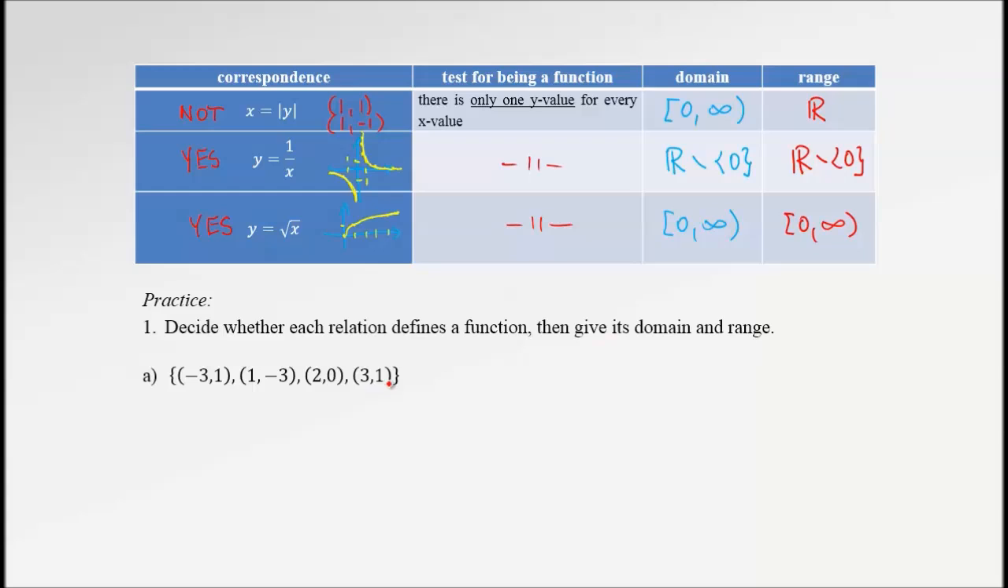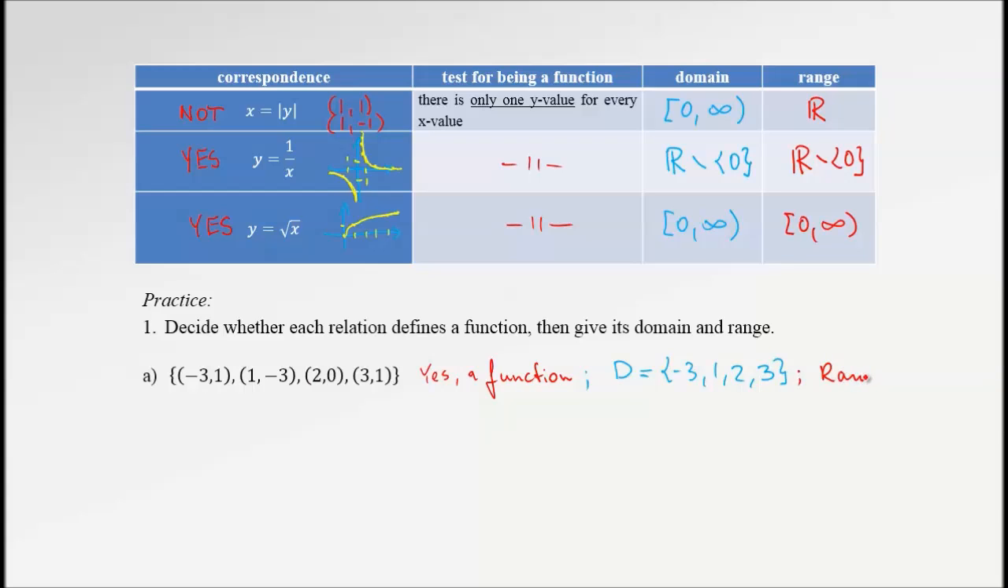Okay. We have a set of ordered pairs. Do we have two pairs with the same input? No. Therefore, this is a function. Yes, a function. Okay, so what's the domain of this function? Instead of writing the full word domain, I'm going to use just D for domain. Domain is the set of all inputs. So we have -3, 1, 2, and 3.